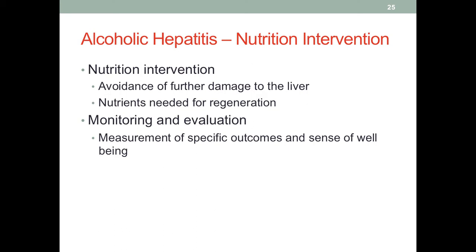We need to measure and monitor specific outcomes, for example, food intake, alcohol consumption. We would hope that that goes down to 0, of course. And any weight gain, that would be good. So any improvement for involuntary weight loss or signs associated with malnutrition we'll want to be monitoring.